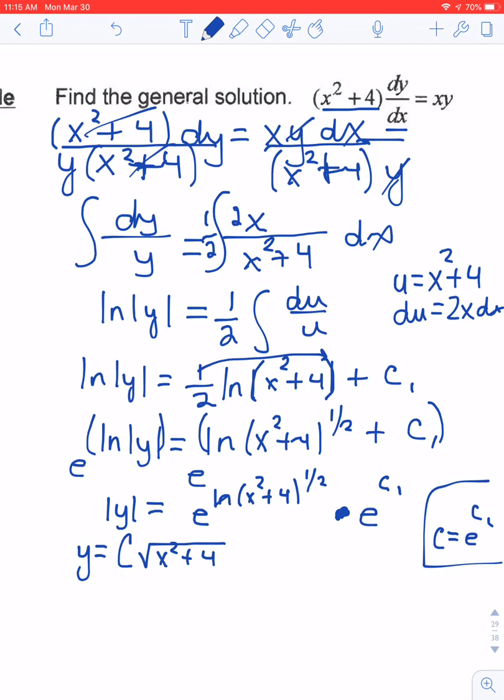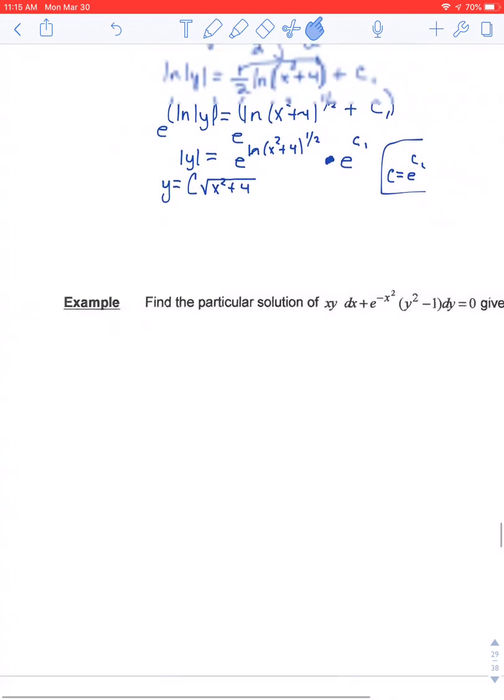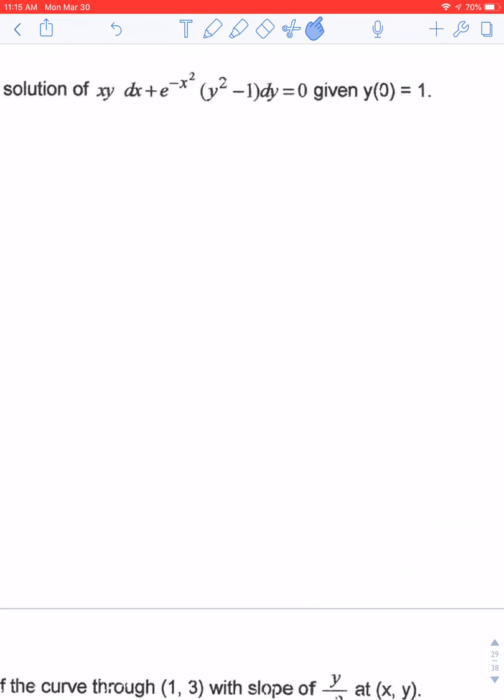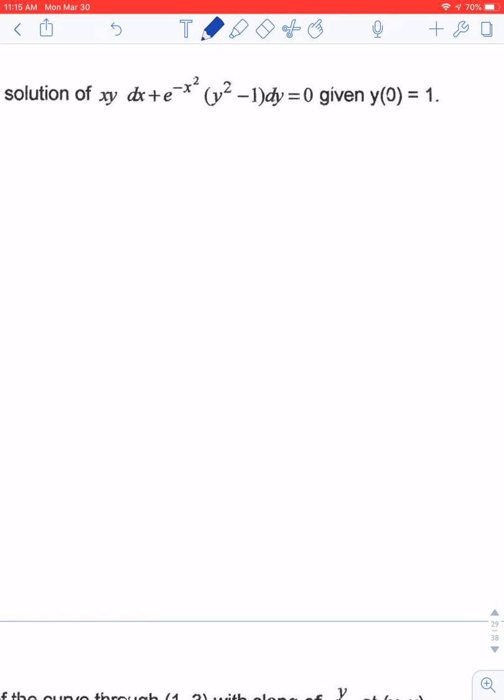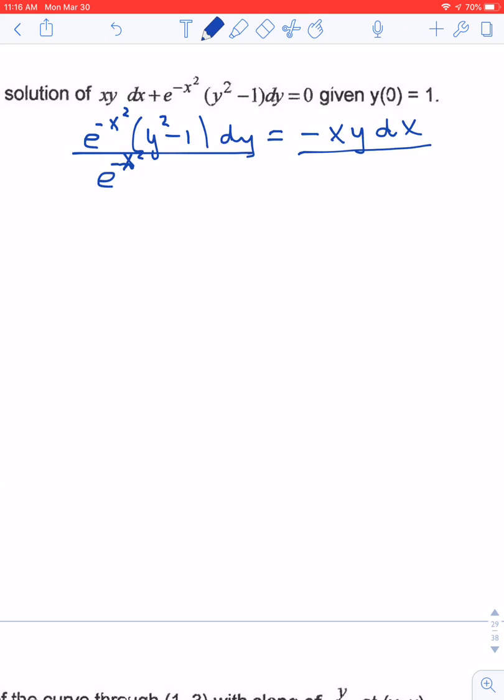Okay, so go ahead and try the next one. It looks very messy, but you want to think about separating those terms, getting all the x's with the dx, all the y's with the dy. The first thing, hopefully, that you're doing is separating the two terms. If I divided just by e to the negative x squared, I'm going to have e to the x squared times xy dx with that negative out in front. I know I need to get rid of the y.